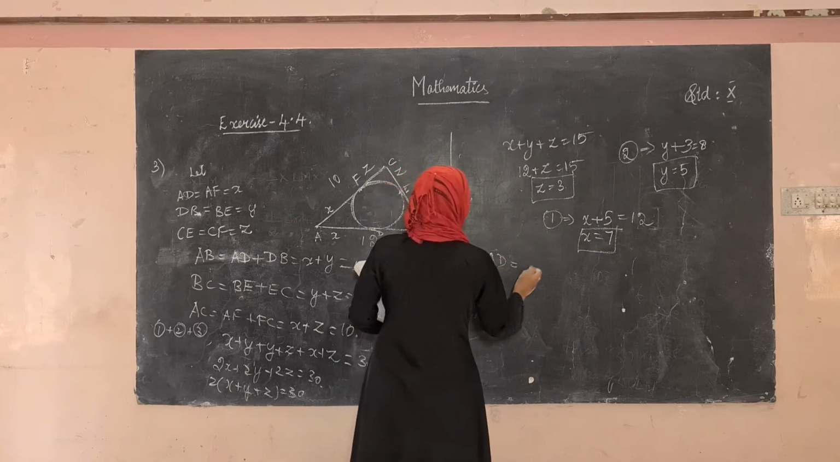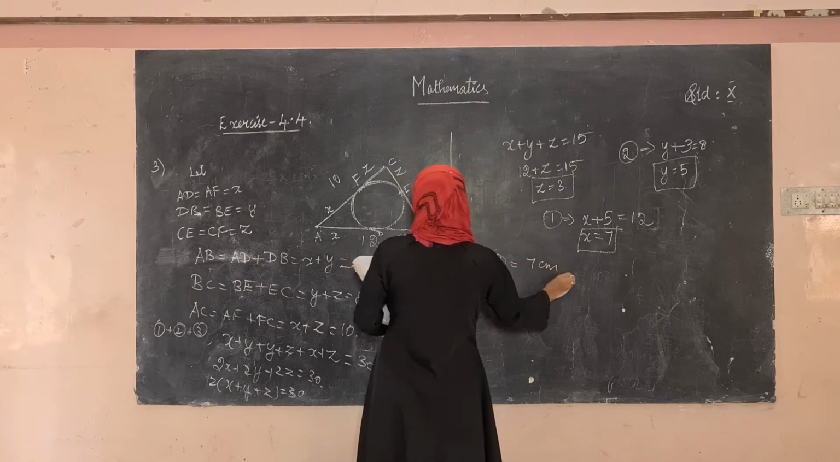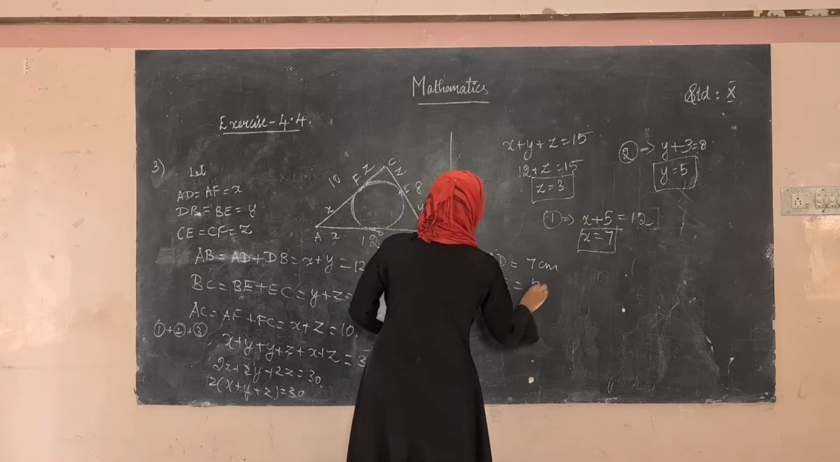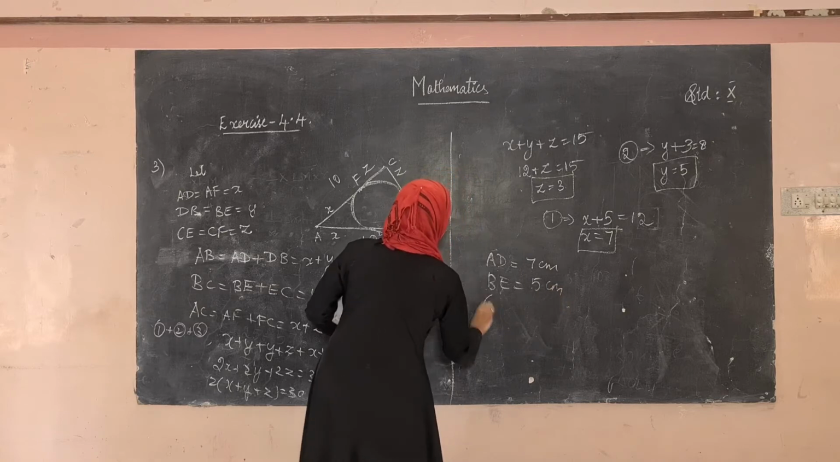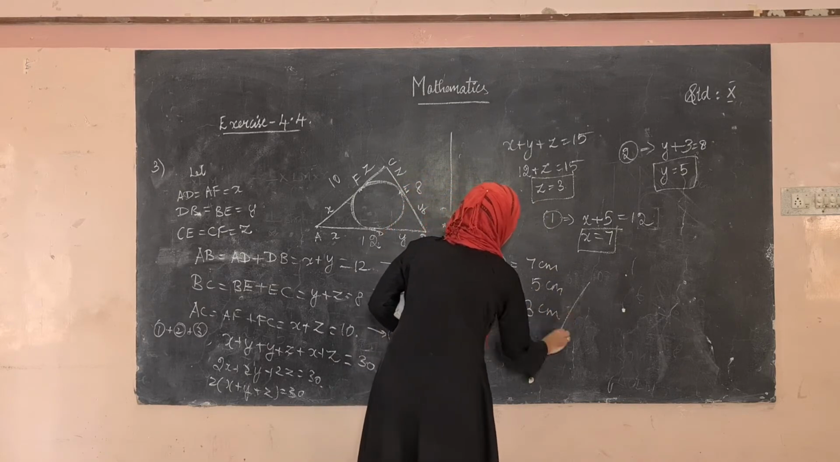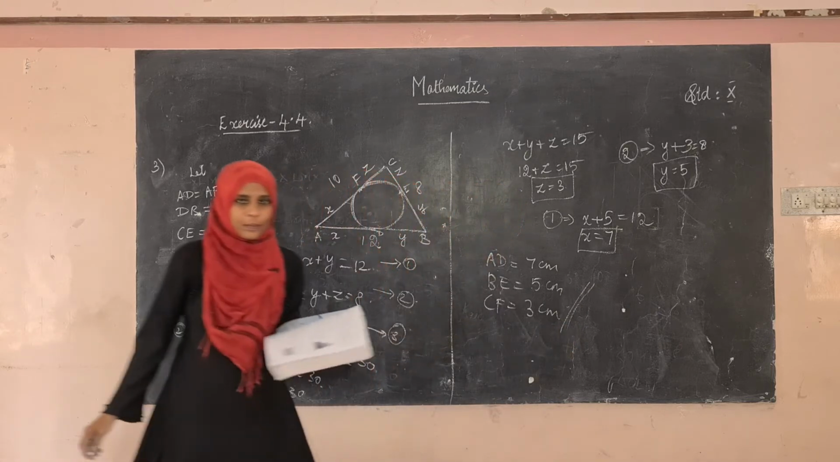So AD value is equal to 7 centimeters, and B's value is equal to y. What's the value of y? 5 centimeters. And C's value is equal to z. What's the value of z? 3 centimeters. This is what they have asked us to find, right?